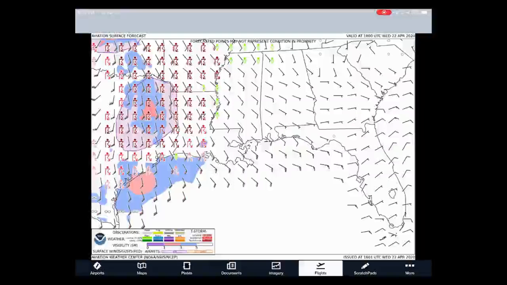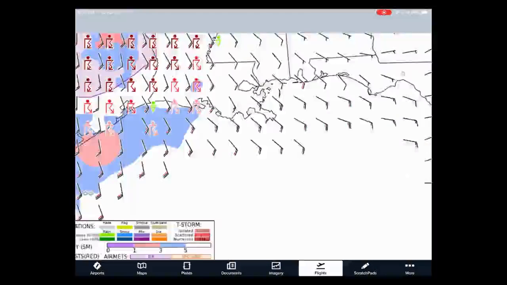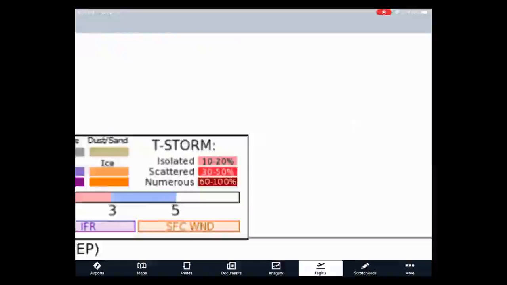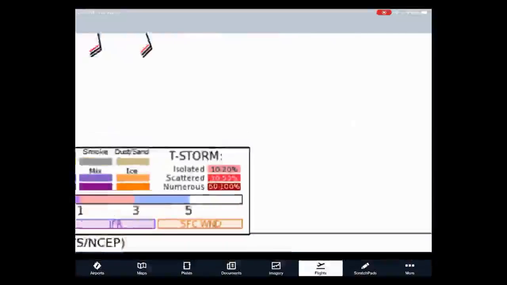Different color symbols represent different coverages. Specifically, if we zoom in on the bottom, you can see T-storms will either be isolated with 10 to 20% coverage, that would be circumnavigable, scattered at 30 to 50% coverage, that would be more like you really got to find an area where you're clear of them, to numerous, which is 60 to 100%, and obviously that's a situation where they're not circumnavigable.